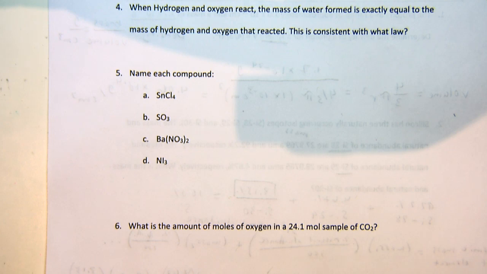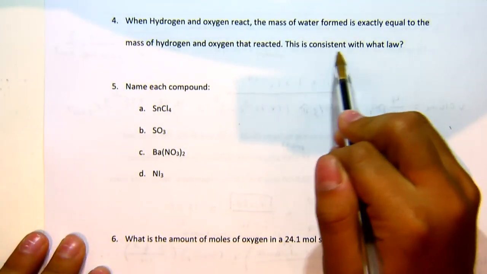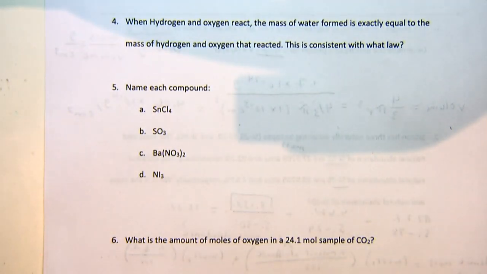So now our next question is taking what we just talked about, these laws, and applying it, which is more or less what you would get from a question, remembering what the laws were and then how to apply it. So when hydrogen and oxygen react, the mass of water formed is exactly equal to the mass of hydrogen and oxygen that reacted. Which law is this consistent with? Can anyone tell me?